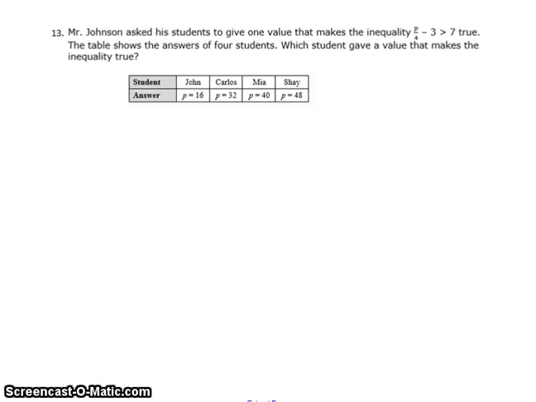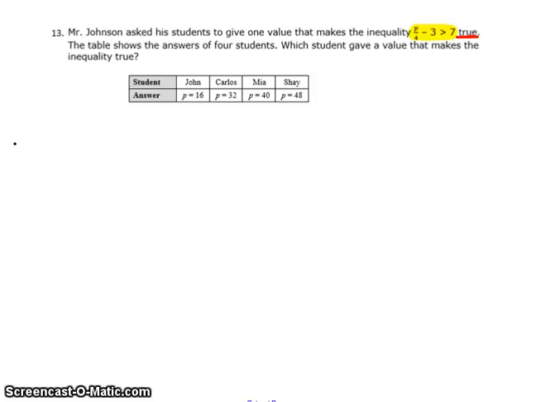Number 13 says Mr. Johnson asked the students to give one value that makes the inequality p divided by 4 minus 3 is greater than 7 true. So the table shows the answers of 4 students. Which student gave a value that makes the inequality true? So let's first highlight what we're looking at. And I also want to underline the word true because I know that I want a true statement, not a false statement. And so you want to be really careful that you look for those words like not in there.